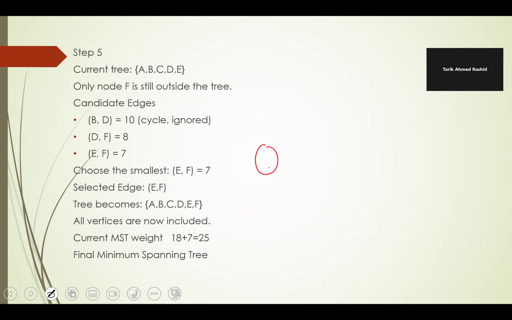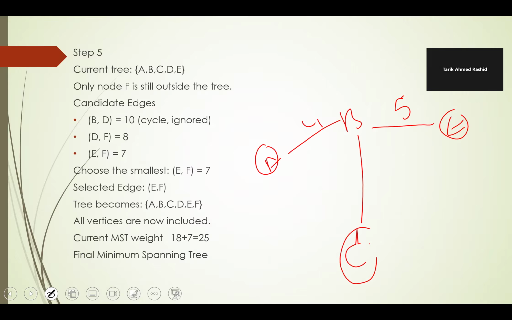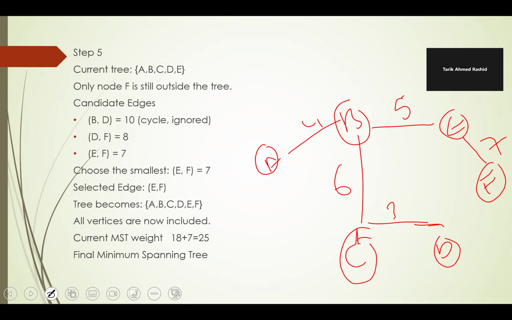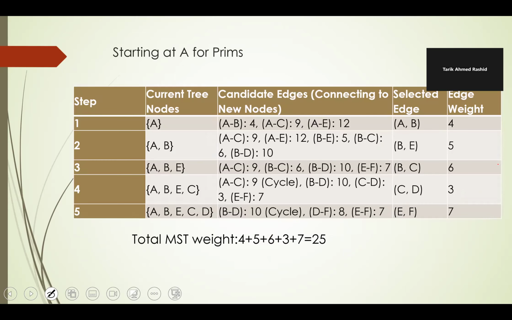So we'll have the diagram: A goes to B by 4, to E by 5, to C by 6, to D by 3, and now to F by 7. Now all nodes are included: A, B, C, D, E, F. I think the graph is done, and that is the output for the graph.